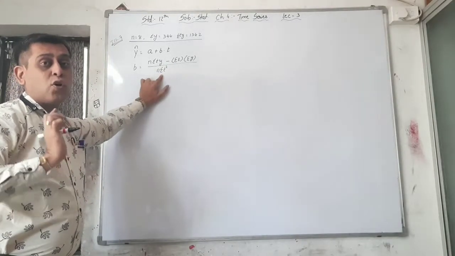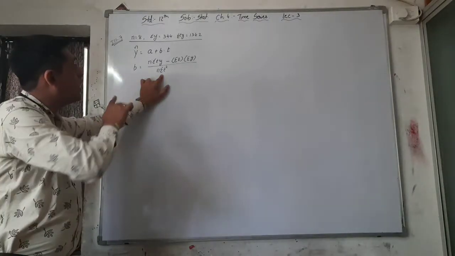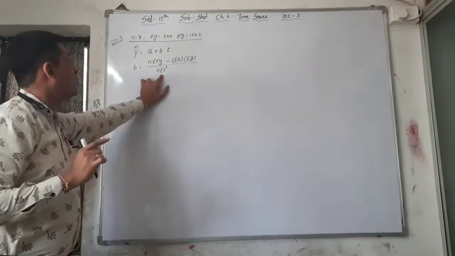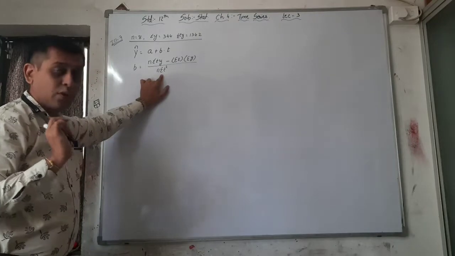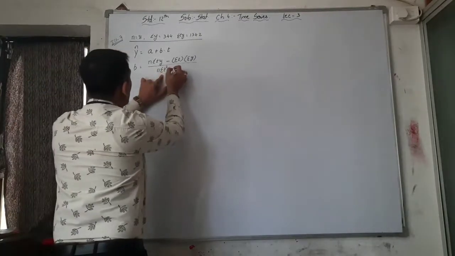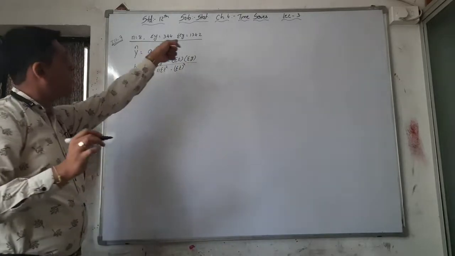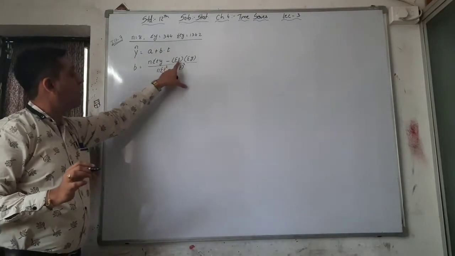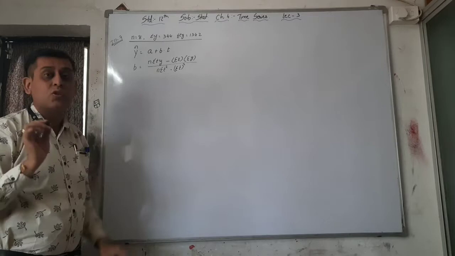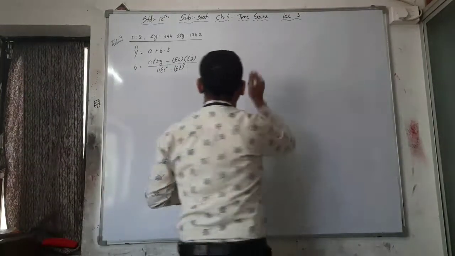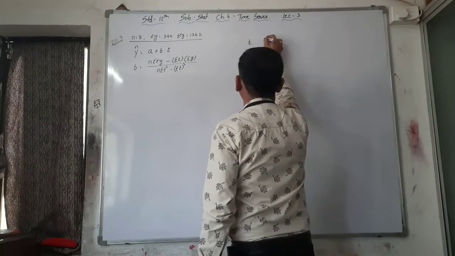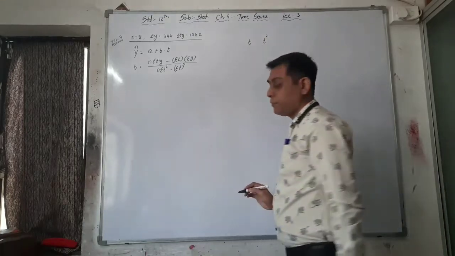So first of all, we have to find out these two values, and then we can find out the linear trend or the equation. Then sigma t all square. So first of all, from this information we have to find out sigma t and sigma t square. What is t, and what is t square?